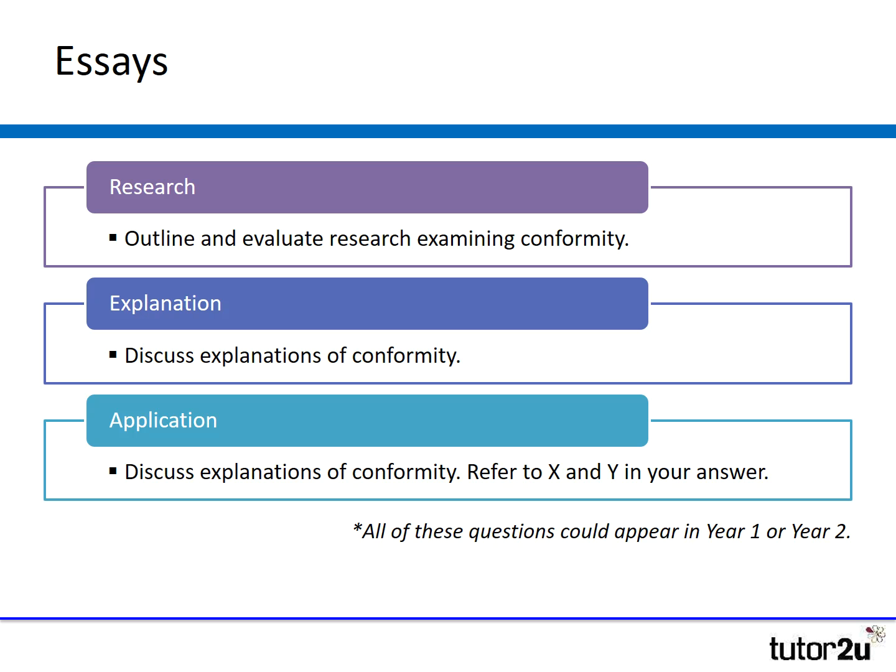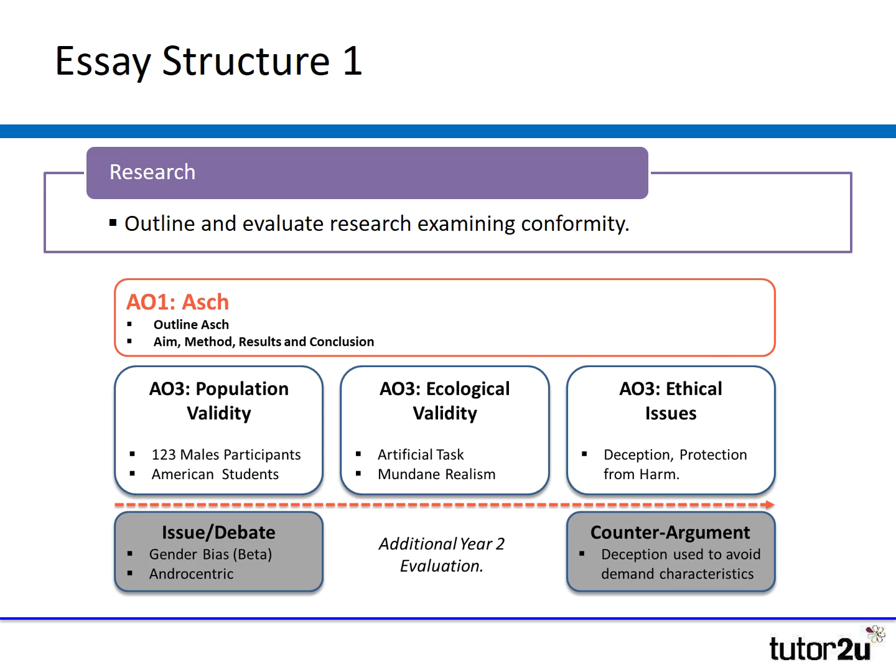Just as a quick summary, we've got 3 different types of essay questions that you need to be aware of. What I would call research questions: outline and evaluate research into conformity; explanation: discuss explanations; and application: discuss explanations referring to X and Y in your answer. Just as a very visual quick recap, if it's essay structure 1, you're going to do all of your knowledge first, followed by 3 evaluation paragraphs. And if you're a year 2 student, you're going to extend those evaluation paragraphs further.